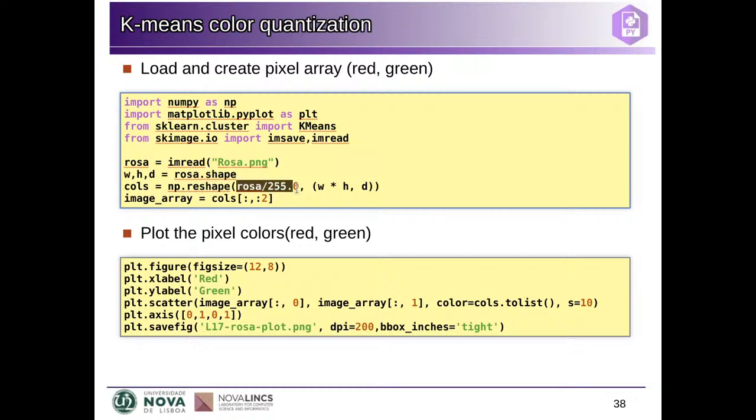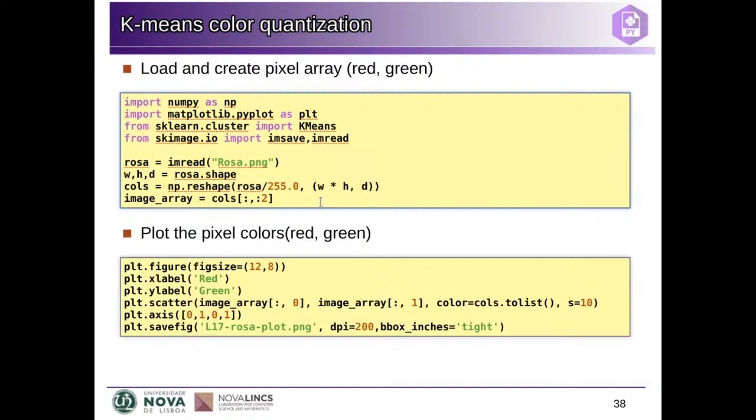We're going to divide everything by 255 because the pixel values are in bytes. They are between 0 and 255. We're going to convert this into floating point numbers between 0 and 1. And we're going to reshape this so that the matrix has as many rows as the total number of pixels, which is the width and the height of the image, and 3 columns, which correspond to the 3 colors, red, green, and blue.